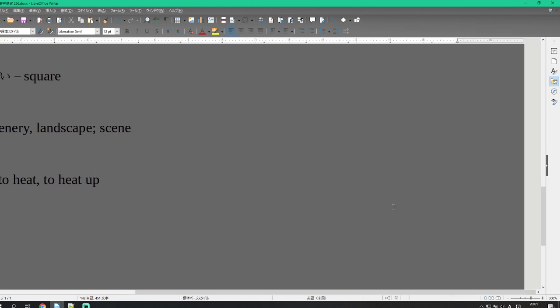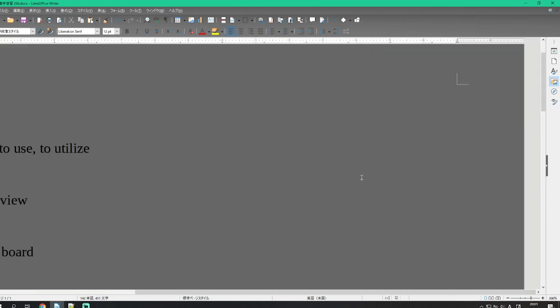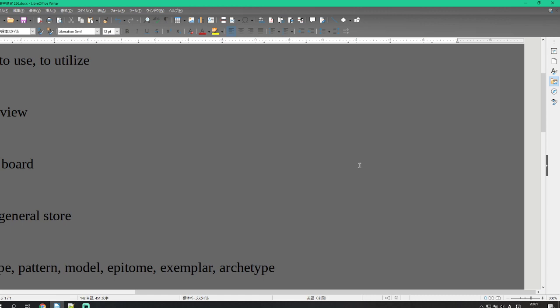Let's go back to the top, make sure we've got all these memorized for today. Our first word was to use or utilize, with mochiru. Mochiru is to use or utilize something. An interview is just an interview. A ball, a board, or a bowl is a board. A general store is a zakkaya, or a miscellaneous goods store.